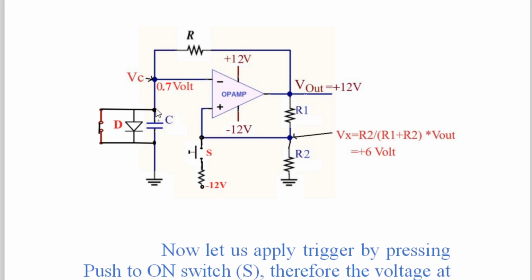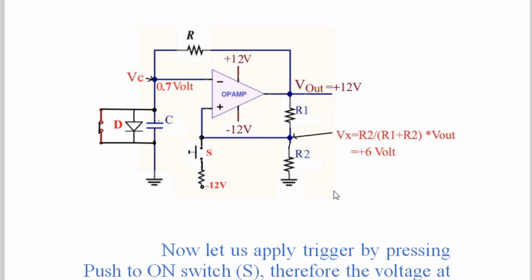It is applied at the non-inverting input. Initially our capacitor was discharged, therefore this point was at 0 volt. But now as soon as it has gone to 12 volt, because of this diode which is conducting by the 12 volt, the voltage across the anode of the diode is 0.7 volt. Now here in this diagram, diode and capacitor are in parallel to each other. Therefore, voltage across the capacitor is also 0.7 volt. And this is the initial condition.